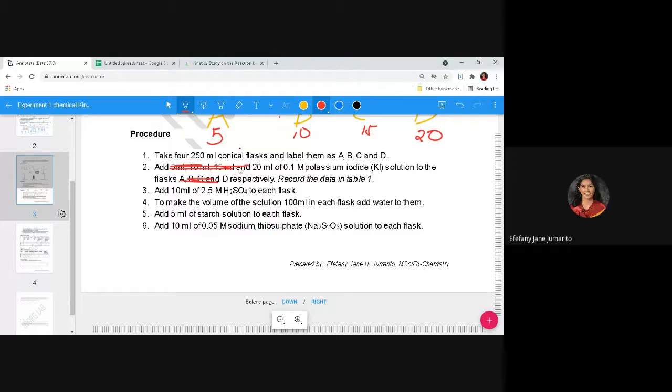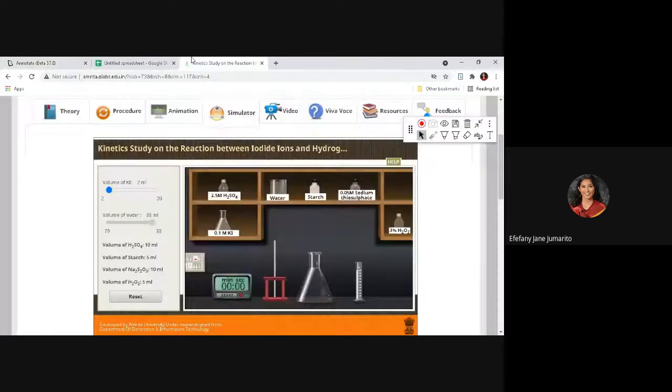Okay, again, procedure 2, read again. Add 20 ml of 0.1 M potassium iodide KI solution to flask D respectively. Record the data in the table. Okay, so we have 0.1 molar potassium iodide. Okay, thank you. So let's add, how much? 20 ml. Okay, we have 20 ml.